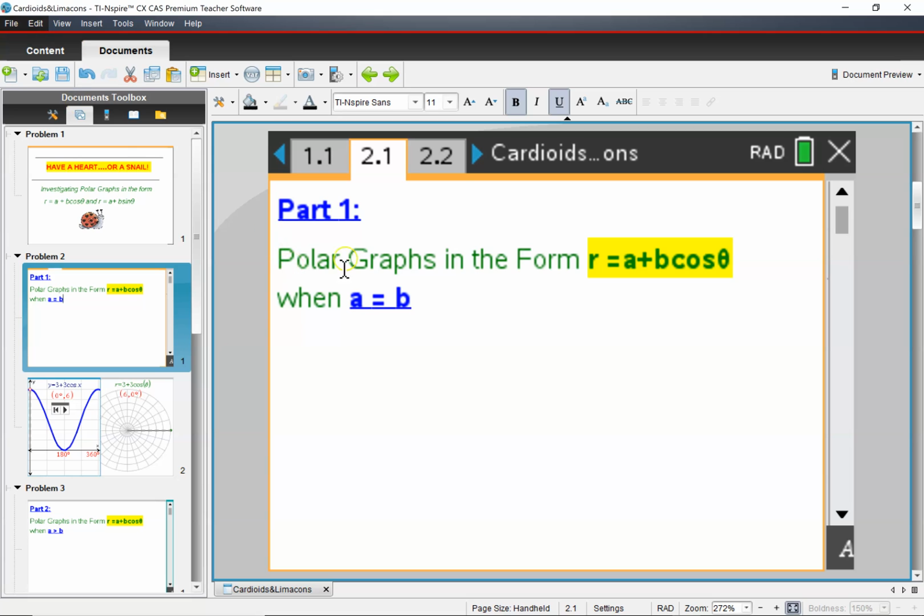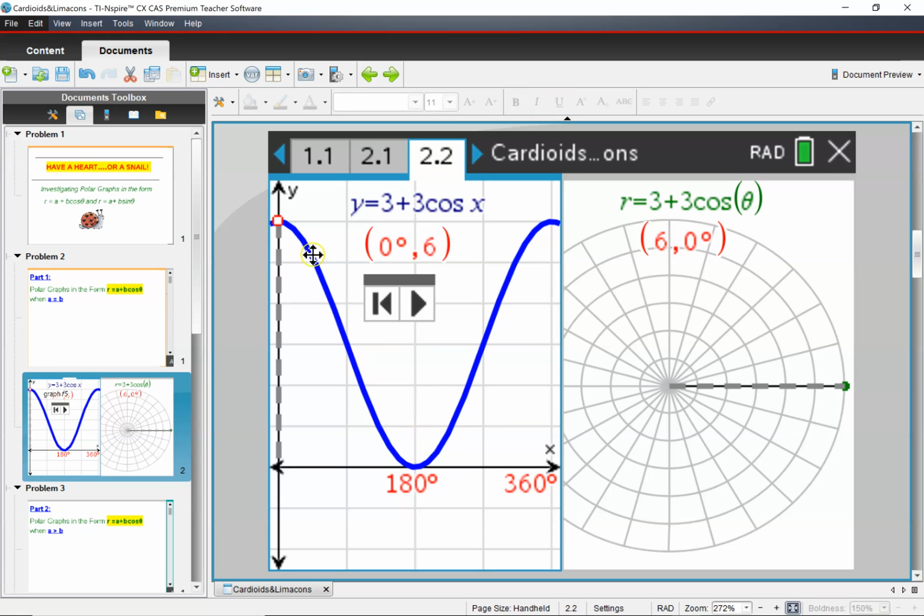Okay, so polar graphs in the form of a plus b cosine theta when a is equal to b. Let's see. Okay, so look at that one. It's the same exact equation that we graphed: 3 plus 3 cosine x. You see how it goes up to 6, down to 0, up to 6. They did it in degrees. We do it in radians because we're better than them.